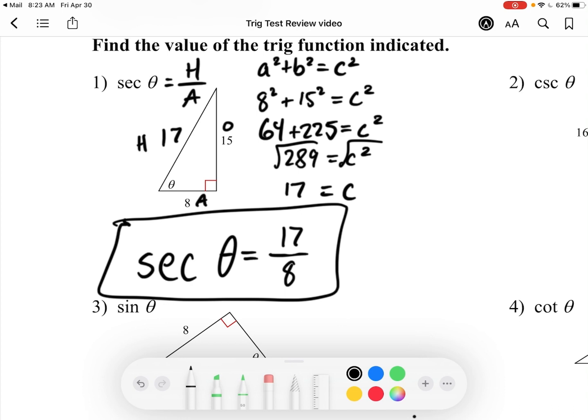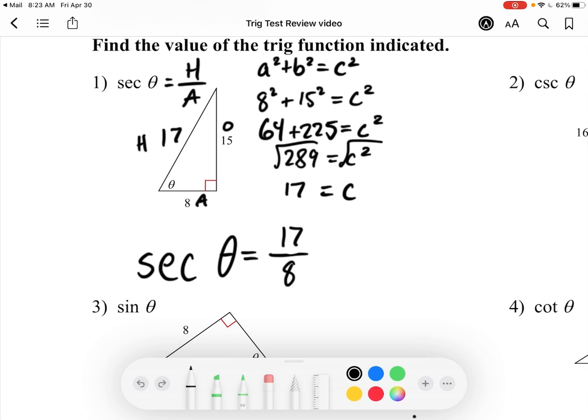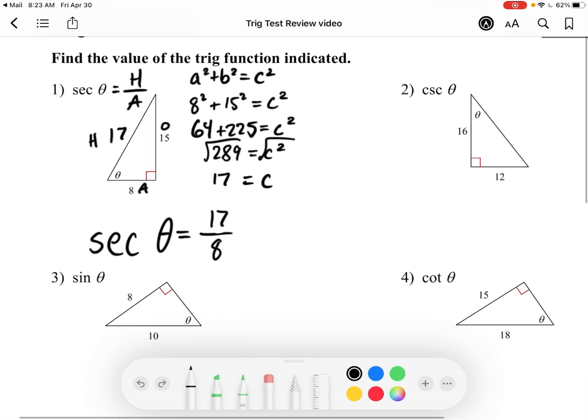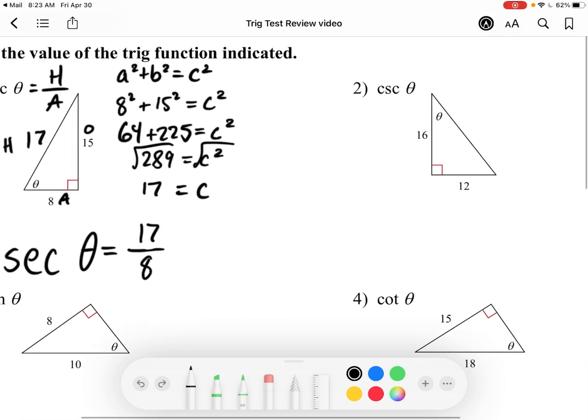On the test, it's multiple choice, and it's only going to be the fraction, right? The answer is not going to have this. It's just going to have the 17 over 8, so you'll know which one to select. And on the test, the options are going to be in simplest form for your fraction. So make sure that if you can simplify your fraction, you do that.